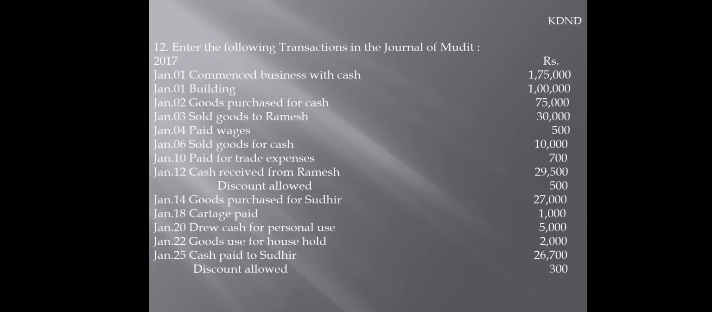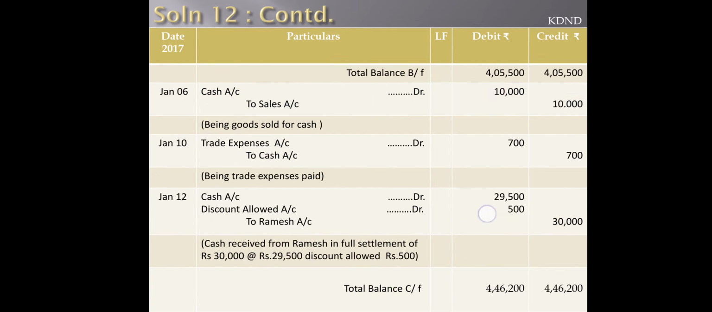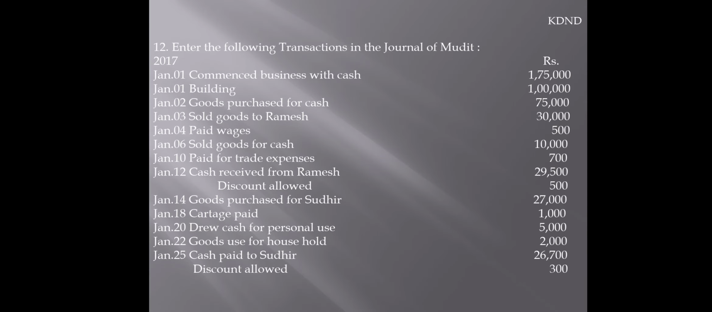Then comes your next, January 18. Cartage paid 1,000 rupees. Here cartage itself is an expense. Cartage means carriage charges. So cartage is an expense, and we have to just jot down expenses as debit and cash goes out as credit.